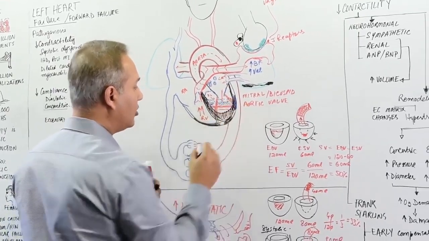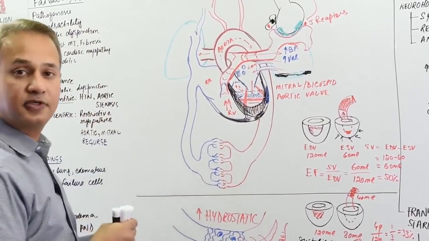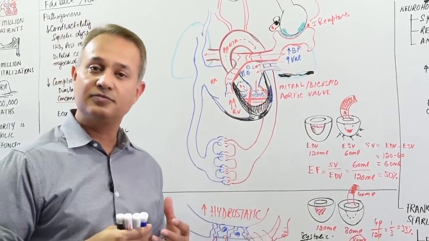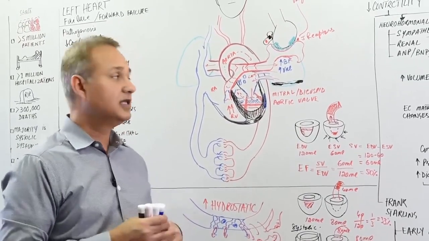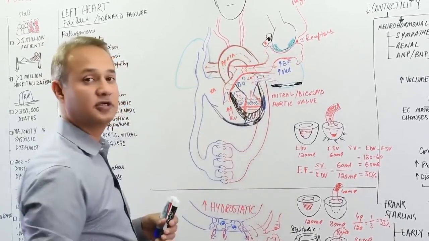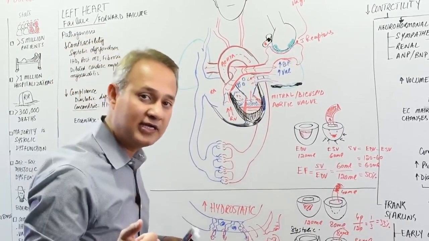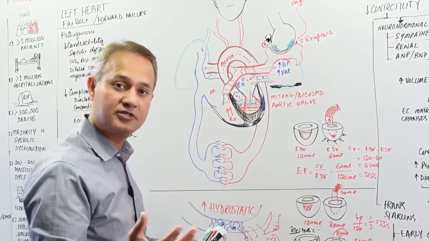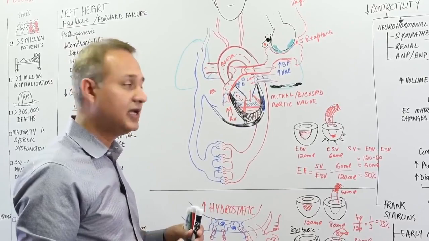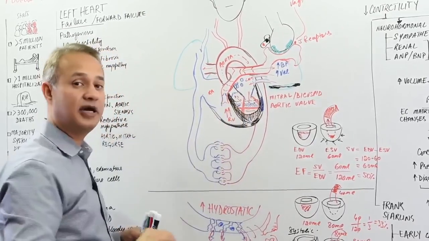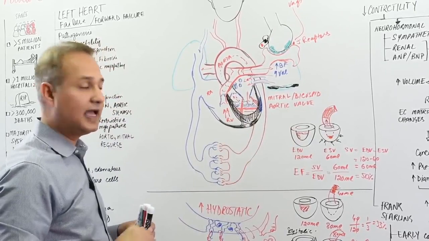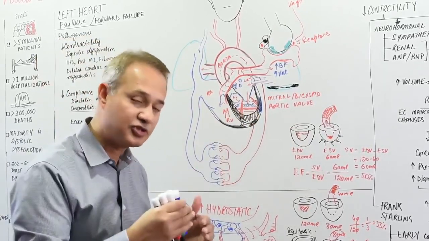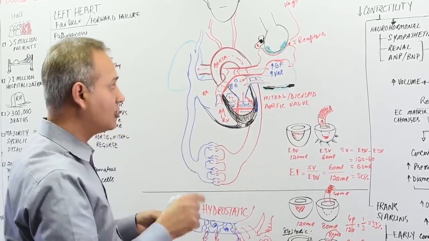What will cause it to become hypertrophied? Increased pressure of work. That means increased afterload. How will that happen? Increased hypertension. Essential hypertension can cause reduced compliance over time, and the heart will become hypertrophied. Now, what kind of hypertrophy? Concentric or eccentric? Let's talk about that very quickly.